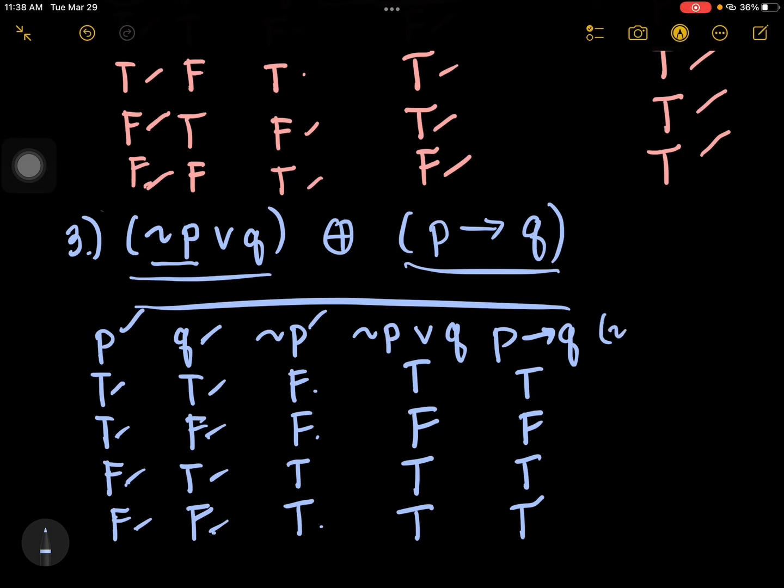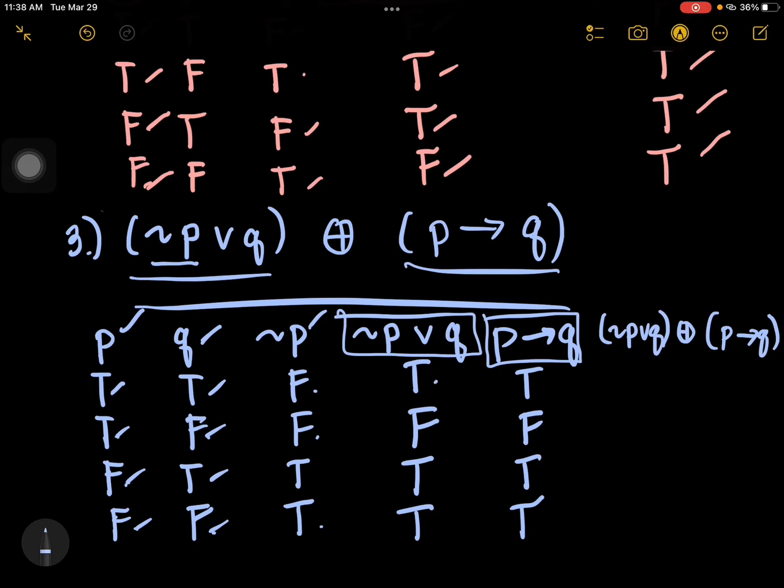And then our last one is the whole given: not P or Q, exclusive or, if P, then Q. So you have this one and this, and you use exclusive or. Do you still remember exclusive or? Okay, very good. Meaning, if it's the same, it's false, and if it's unlike, it's true.